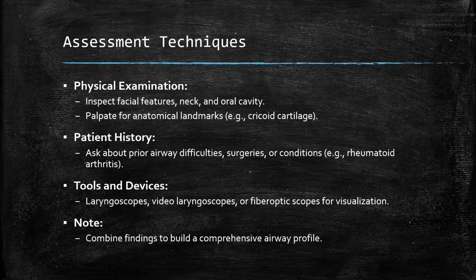Assessment techniques. Now, how do we assess the airway? It's a three-pronged approach. First, the physical exam. Inspect the face, neck, and mouth for things like a beard, large tongue, or neck masses. Palpate landmarks like the cricoid cartilage to get a feel for the anatomy.